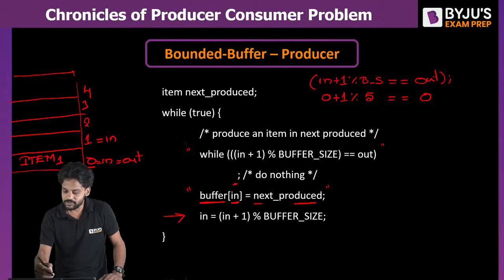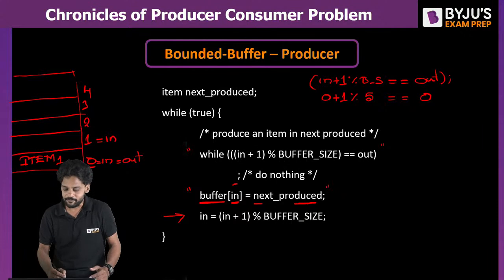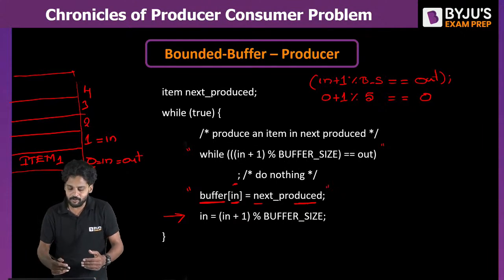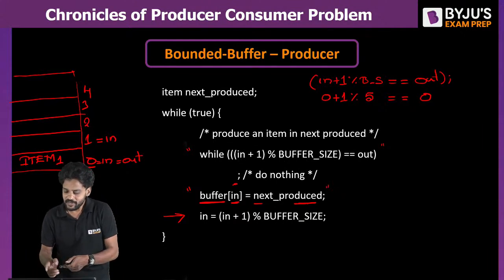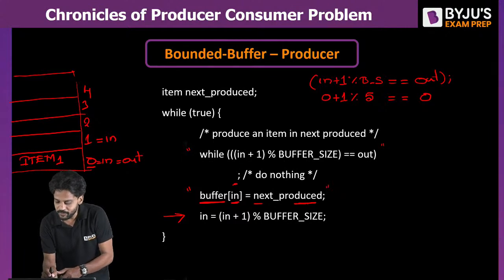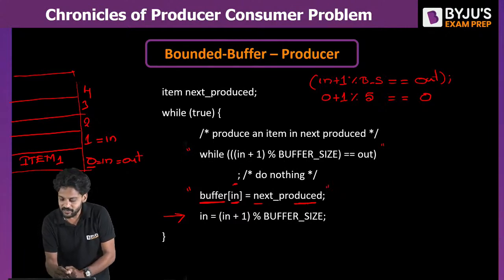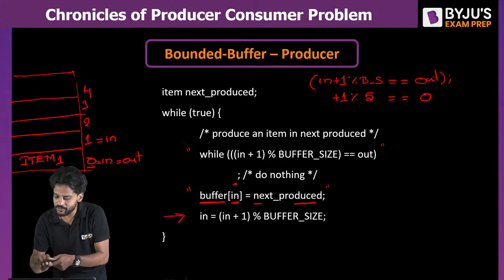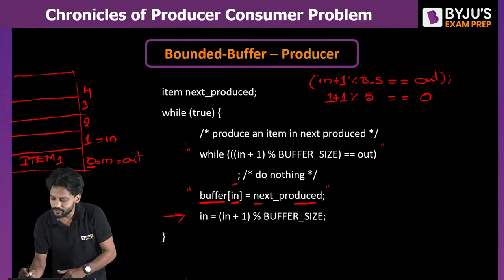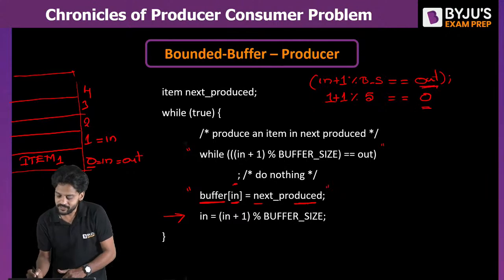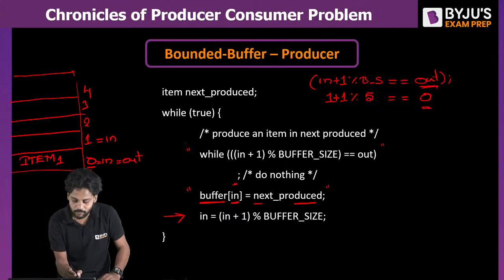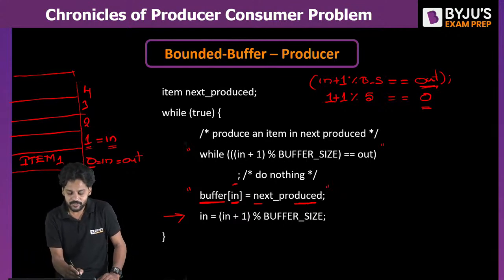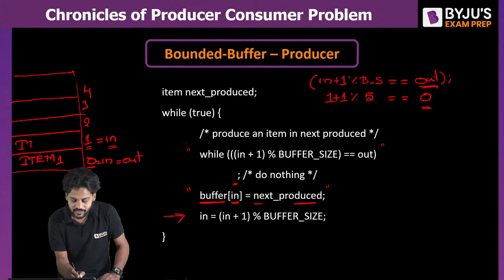So let us say the producer has got scheduled one more time. When he got scheduled one more time, what exactly will happen? Again this condition fails. In plus 1 mod buffer size. What is in? In is equal to 1 right now. 1 plus 1 mod buffer size is equal to 2 but not equal to 0. Out is equal to 0, right? So he will be able to produce one more item where in is pointing. Where is in right now? In is exactly at 1. So item 2 will get added.